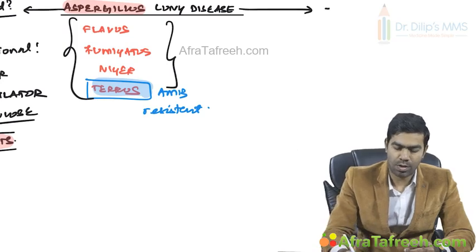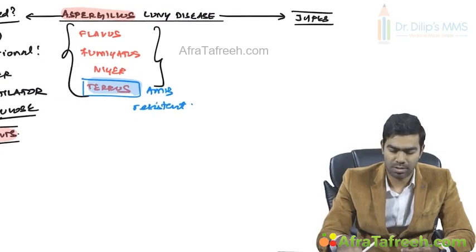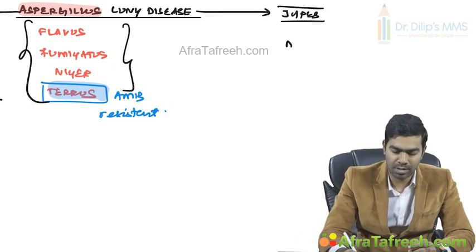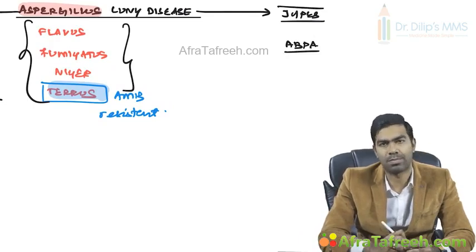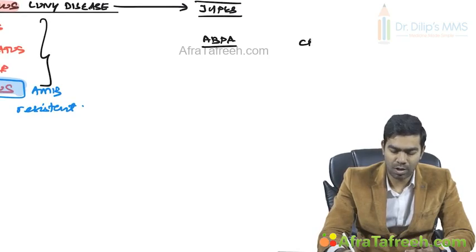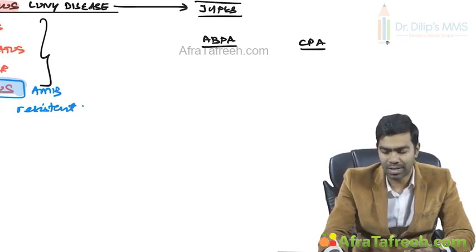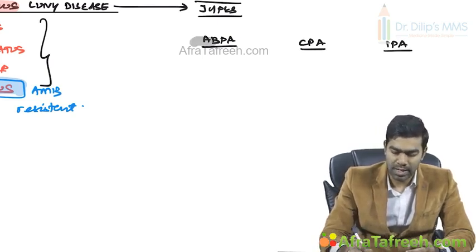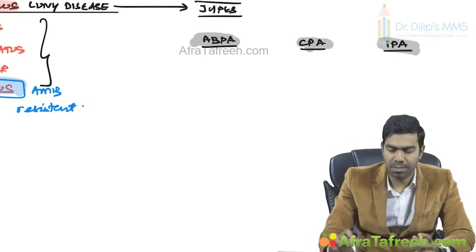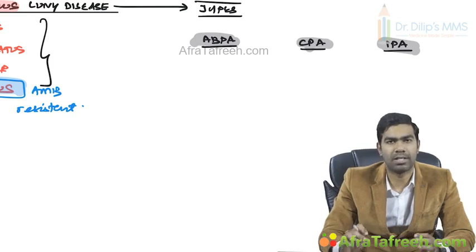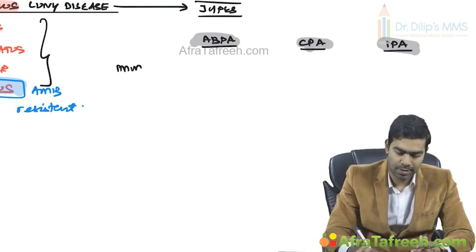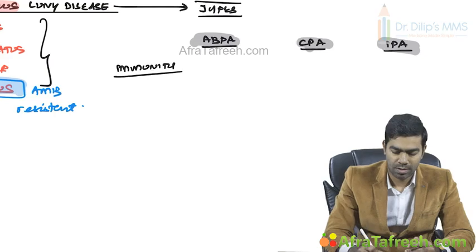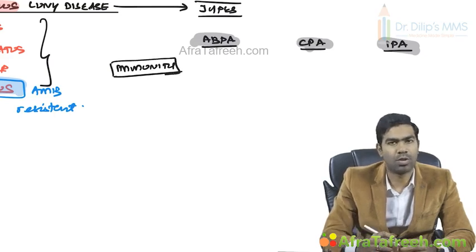Now we are going on to the types of Aspergillus lung disease. There are basically 3 types. One is allergic bronchopulmonary aspergillosis, ABPA, then chronic pulmonary aspergillosis, CPA, and then invasive pulmonary aspergillosis, IPA. Remember, getting a particular type of Aspergillus lung disease strongly depends on the immunity of the host. Let us put the immunity first in the box and see how you get the disease.